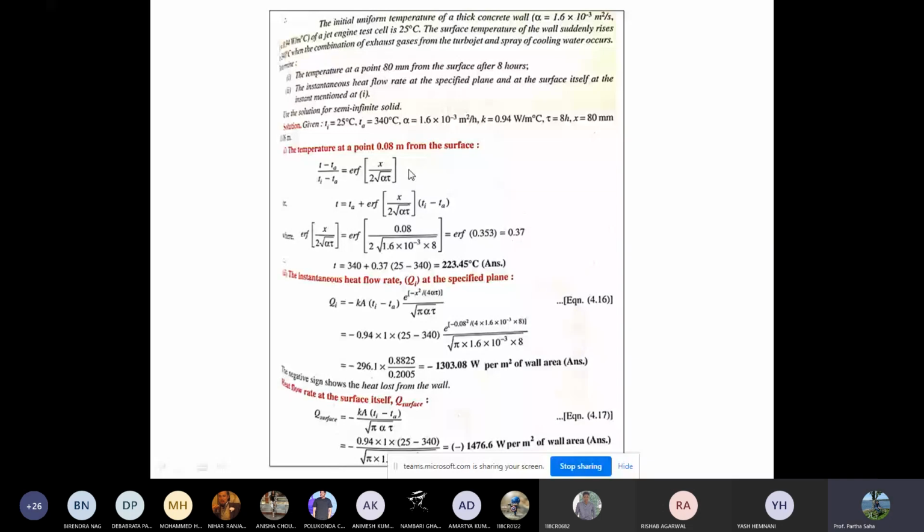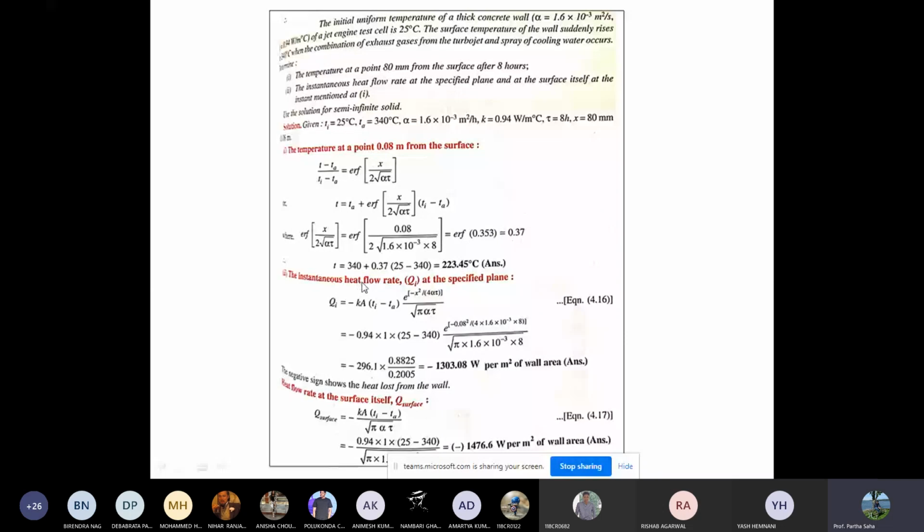So T is T∞ times the error function of this, you just multiply. Now the error function, you know the value, right? With x and alpha tau, you calculate 0.37. So T will be Ti, the initial temperature, plus (ambient temperature 340 minus Ti initially 25) times 0.37. You can solve for it to get 23.45 degrees. That is the first case, the temperature at the point 80 mm from the surface after 8 hours.